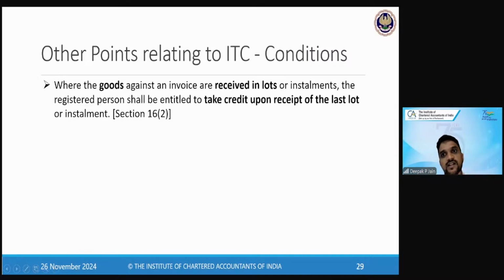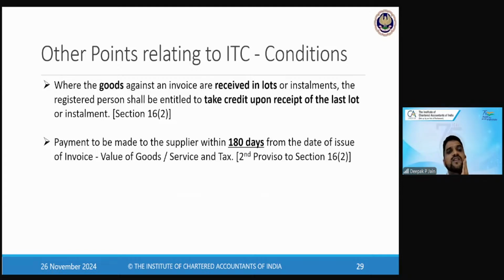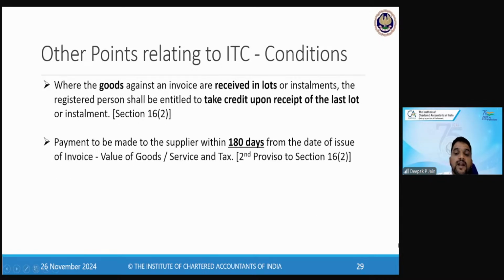Now, those were the 6 conditions under 16. Now, there are other provisos under section 16, which are very important. First is where the goods against an invoice are received in lots, small lots or installments, like our typical example of lift. When you buy a lift, invoice तो आपको पहले मिल जाता है, but the invoice is received, but the goods are not received today. It is received, say, in 3 days. So unless you receive the last lot, you cannot claim the credit. Shall be entitled to take credit upon receipt of the last lot itself. Okay.